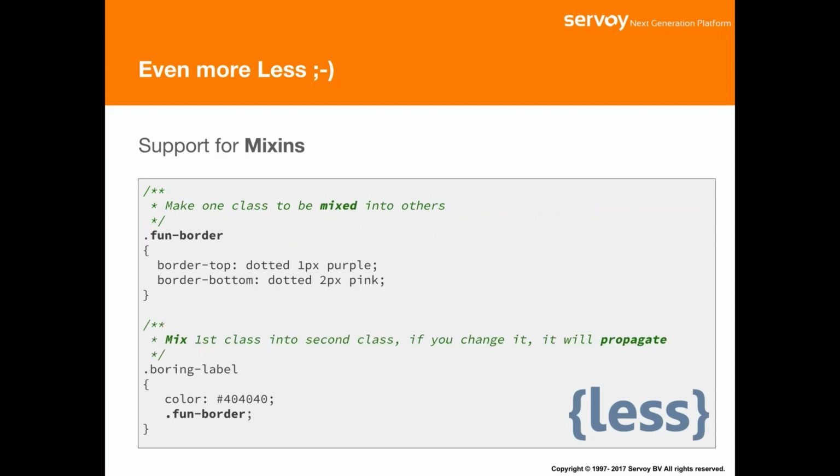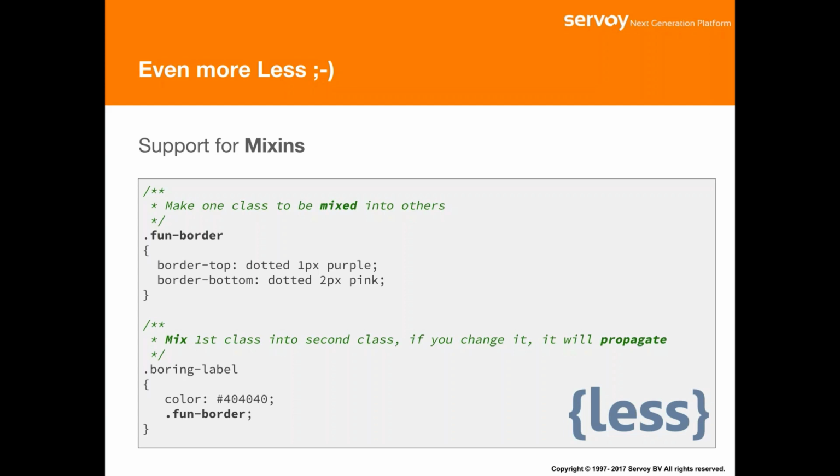Something I didn't show you that's kind of neat, that's in the Less preprocessor, is they call it mix-ins, but it's essentially injecting all of the properties of one class into another one. And you can see up above here, I define a selector called fun border. I set up the rules for it, and then inside another class somewhere else, I can just inject it by referring to it literally, and I don't have to copy.